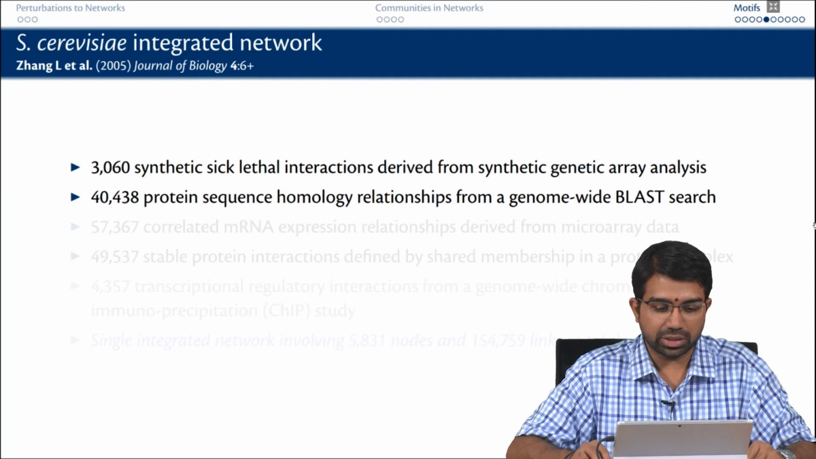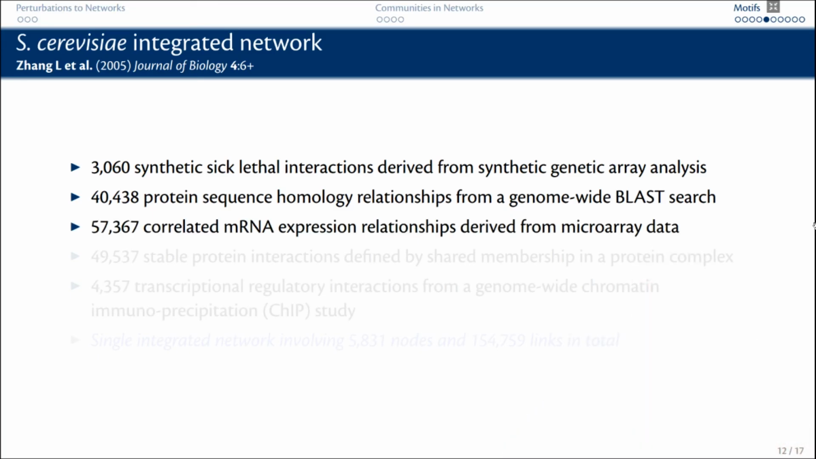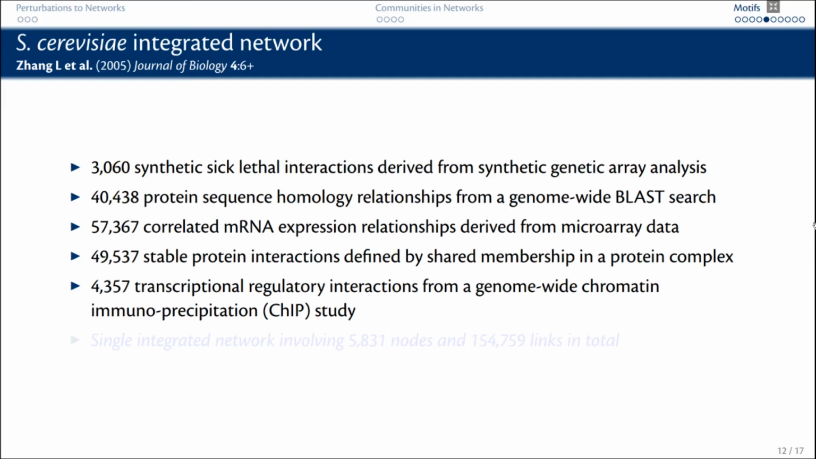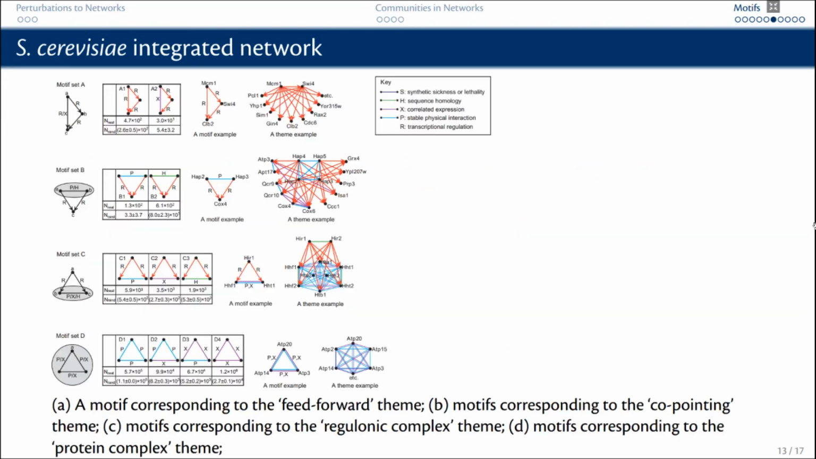And then 40,000 odd protein sequence homology relationships, correlated mRNA expressions, protein interactions based on protein complexation, and a ChIP study to get some more regulatory interactions and so on. Finally giving you a huge network with about 6,000 nodes and 150,000 links. In this network, what were the motifs that could be identified?